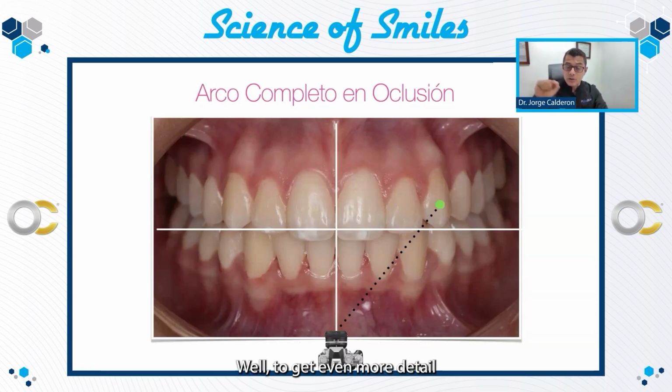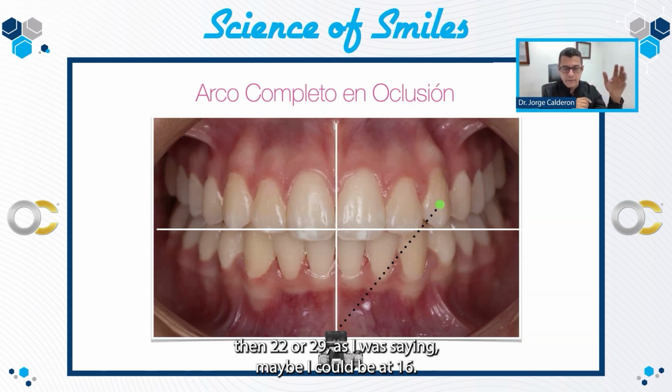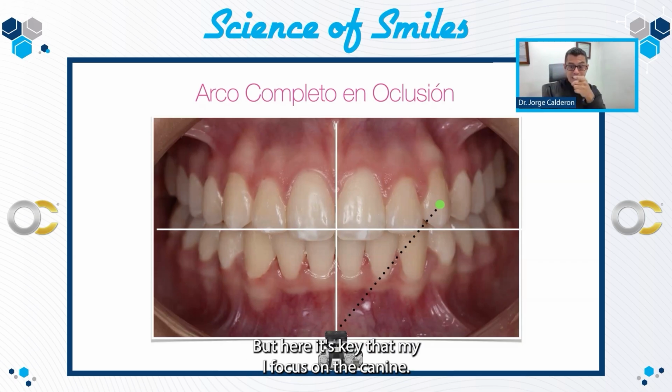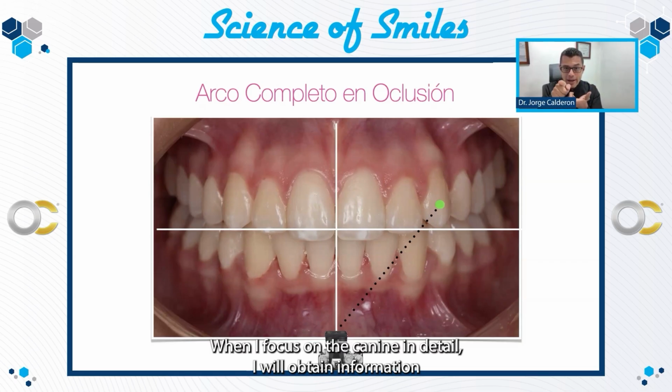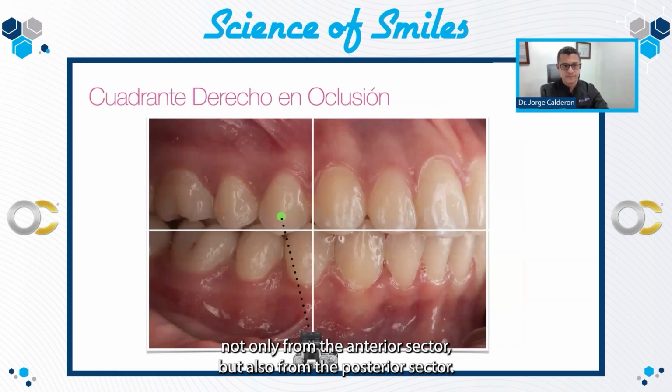Well, to get even more detail there, this photograph perhaps shows a mistake. And it's that, in the back part, look, it's not very clear. So the depth, probably the F or the aperture of the diaphragm, was in a different position than 22 or 29, as I was saying. Maybe I could be at 16, and it affects the visibility over there, and look at the detail I'm getting. So I set my F22, remember, or 29, but here it's key that my eye focus on the canine. When I focus on the canine in detail, I will obtain information not only from the anterior sector, but also from the posterior sector.